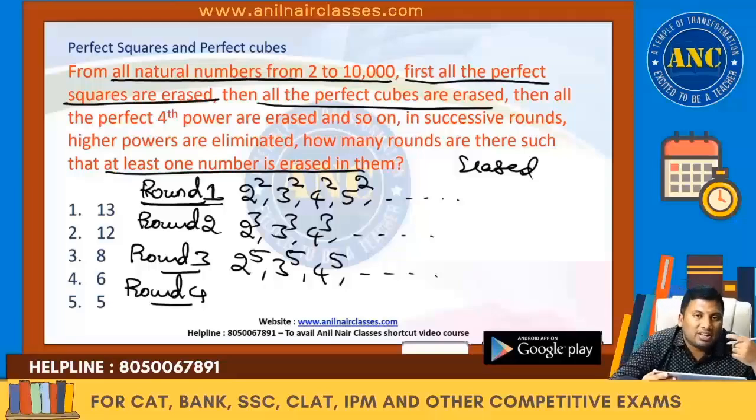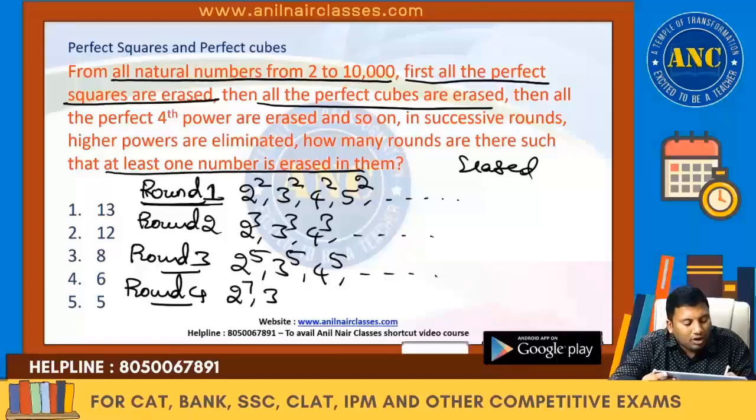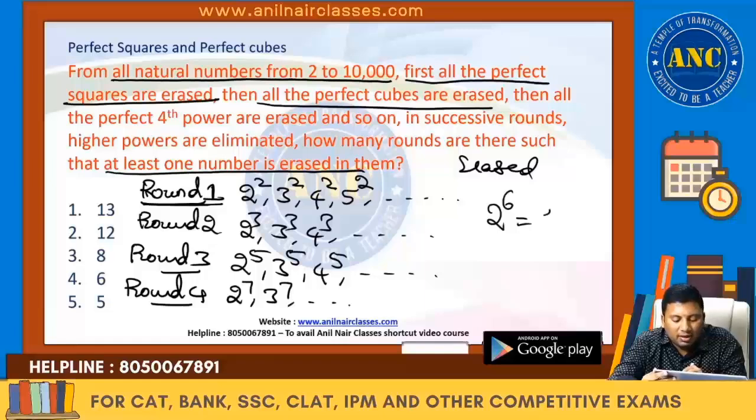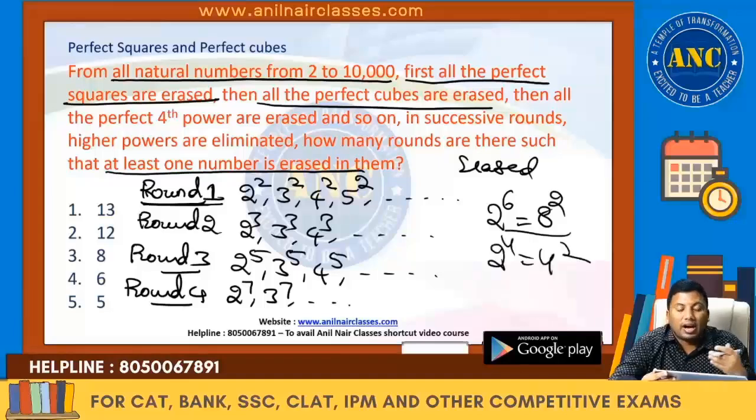6th power is nothing but the square of the cube power. So 6th power I will not do. 7th power I will do. Are you all with me? 2 power 6 is nothing but 8 square. Right? 2 power 4 is nothing but 4 square. I hope you are understanding why we are eliminating 4th powers and 6th powers.